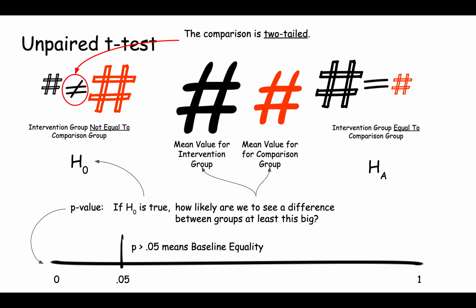So what we're looking for to establish baseline equality is a lack of a statistically significant difference. So if we compare the things that we're interested in and P comes back greater than 0.05, then we can say we've established baseline equality.